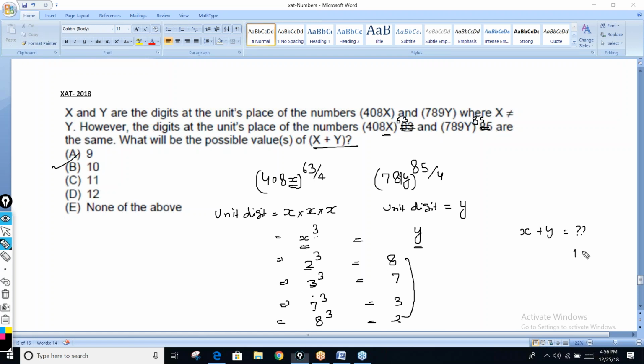So what is the answer? X plus y, the only possible answer is 10. In all the cases, the answer will be 10. So simple question, find the unit digit and put it equal.